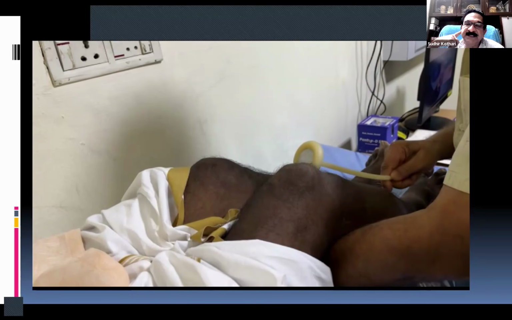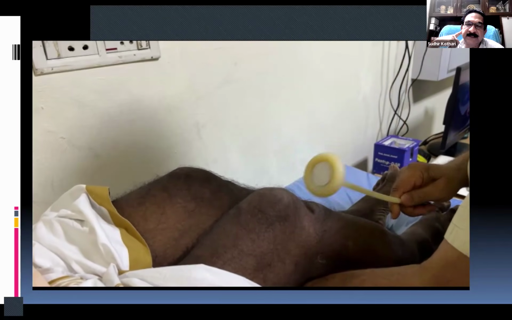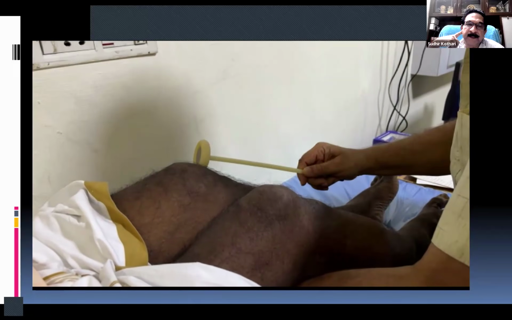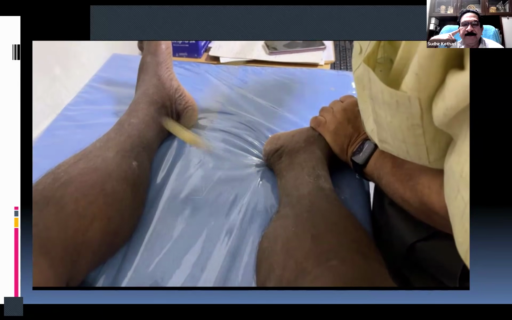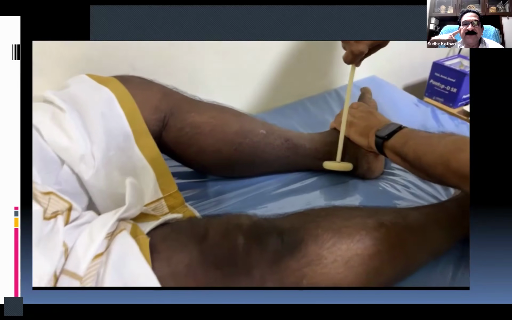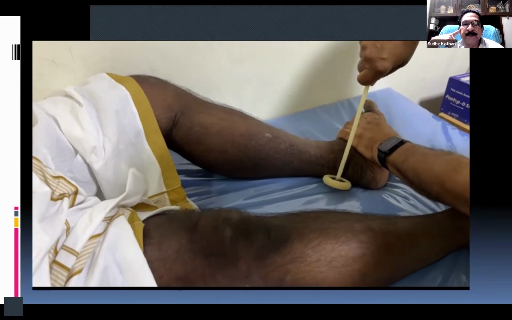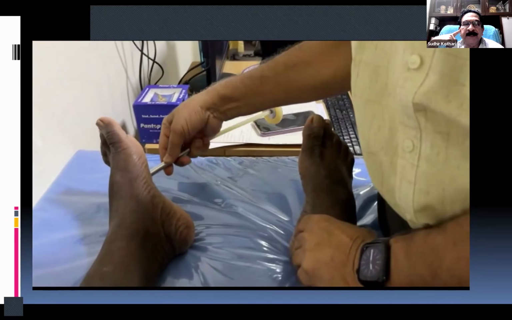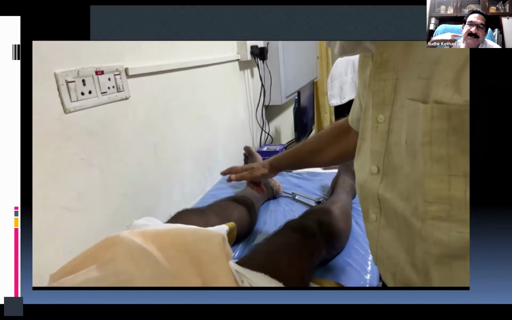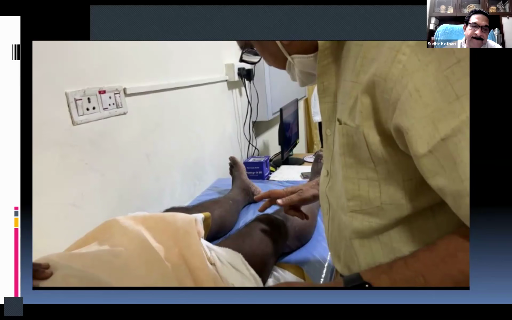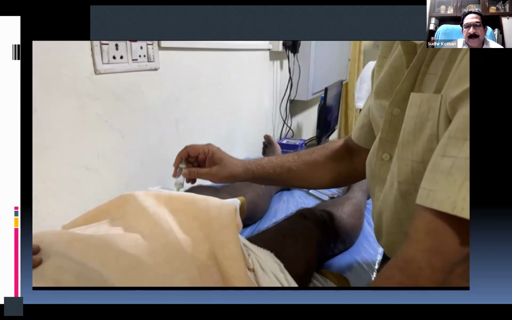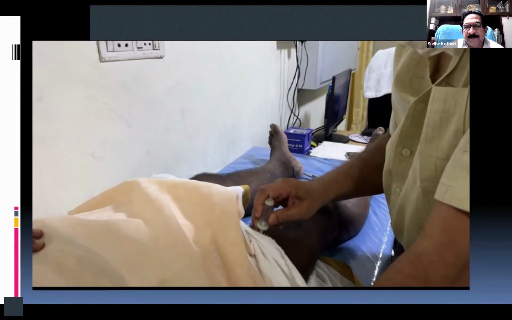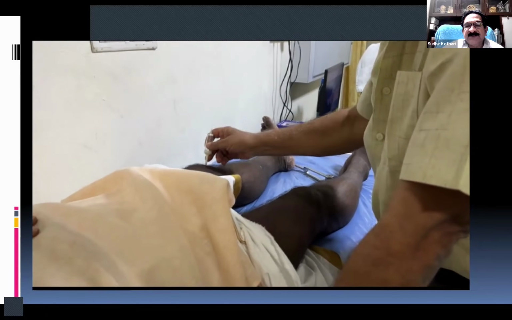Right knee jerk is absent, even with reinforcement. Left knee jerk is just elicitable with reinforcement. Knee jerk is absent on the right side. Left side again just elicitable with reinforcement. Plantar flexor. Sensory loss: touch is normal throughout, but pain is decreased on the right side. On the knee also it is decreased.